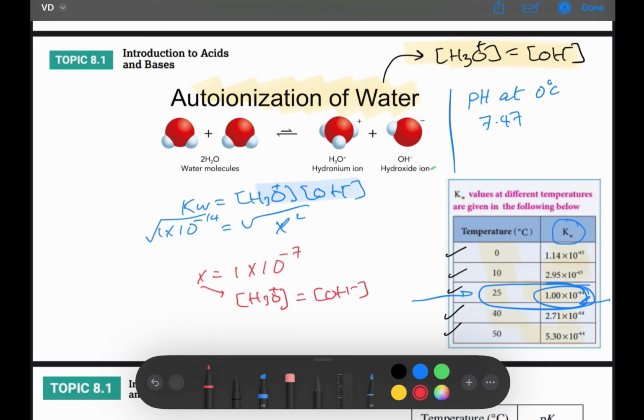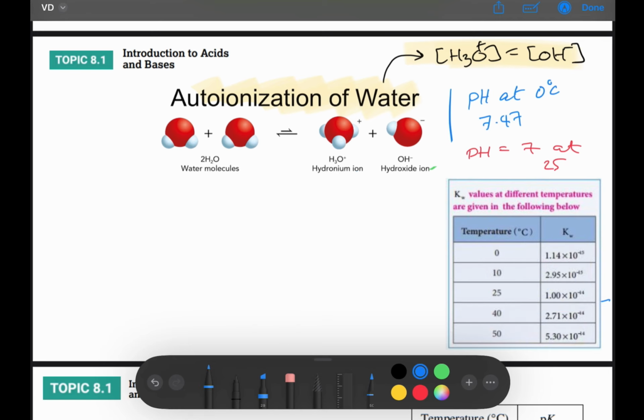Now, if I want to calculate the pH, which is the same as the pOH, I have to say negative log of 1 times 10 to the power negative 7, and it equals 7. Just notice that the pH is equal to 7 at 25 degrees, which means that the pH is decreasing as temperature increases, right? I need you to calculate the pH of water at 40 degrees Celsius and 50 degrees Celsius and comment your answers in the comment section below. But what do we know about the pH?